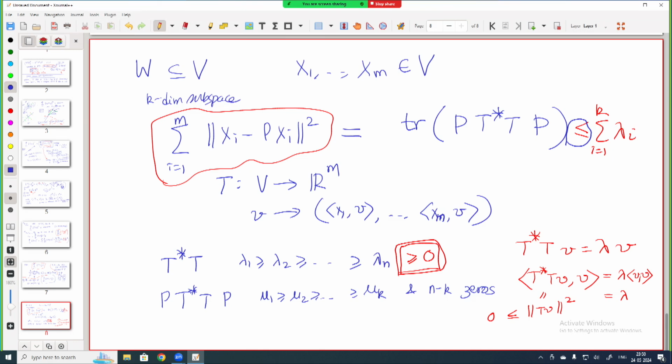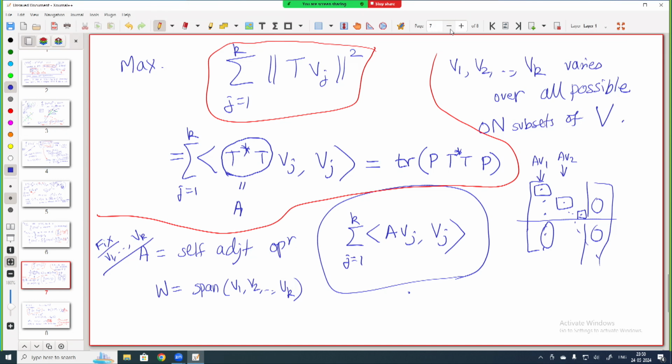Because of that formula, right. So where is that formula? Trace of T star T vi, yeah. So let us go back here. This is the thing that you want.